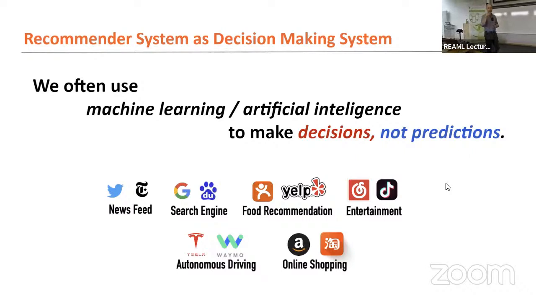All kinds of recommendations. And also all the way into the physical world. If you think about autonomous driving, it's not predicting where the road is. It's about steering in the correct way to keep you on the road.